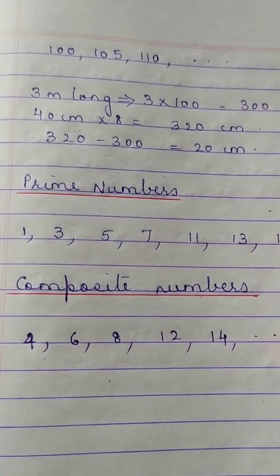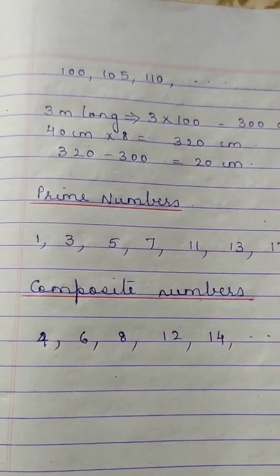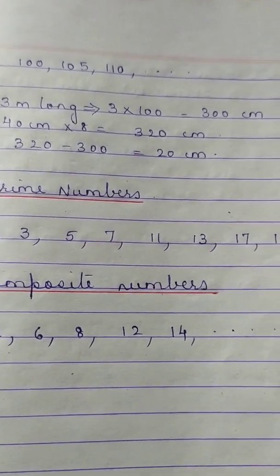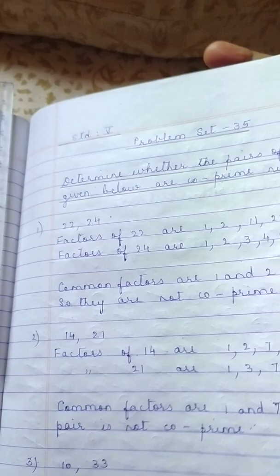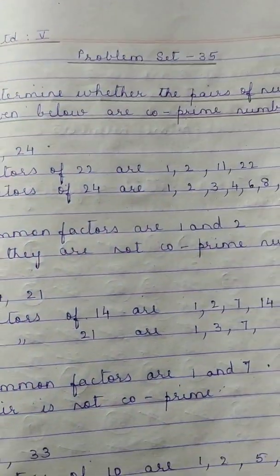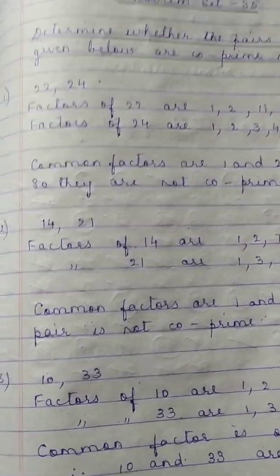So such kind of numbers are called composite numbers. Okay. Next, we come to the next topic that we had done, which are called co-prime numbers. It's just a revision of what we have learned.